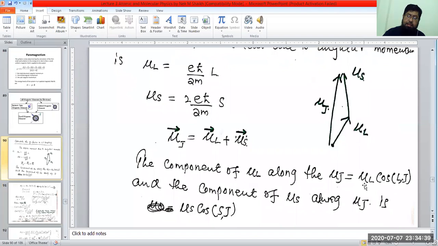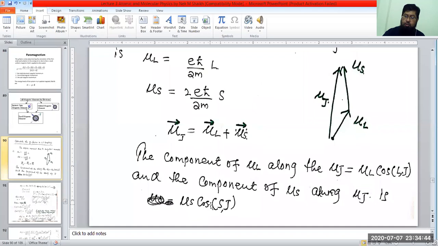Ab isi tarike se mu S ki agar hum baat karte hain to mu S into cos of angle between S and J. So this is the magnitude of the vector and this is the direction of the vector. This cos of angle between L and J gives the direction of L with respect to the reference axis, which we call as J. This is the angle. So this is the mu L whose component along J gives you the magnitude of mu L and the direction of the mu L along the J axis. And similarly, this is the mu S, and cos of angle between S and J gives the angle of this S with respect to the direction of the J. So this mu S and mu L give the magnitude and direction.